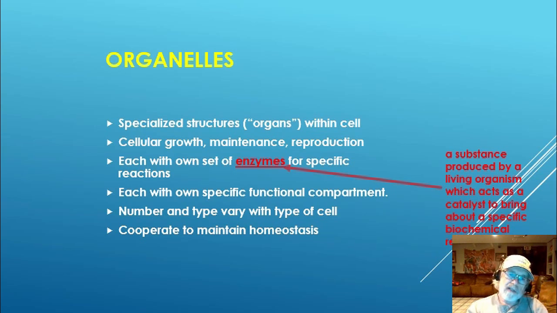But let's get back to these organelles, okay? So these organelles, again, they all have their own specific functional compartment. That type and number vary with the cells, and they cooperate to maintain homeostasis. Now, we talked about homeostasis. The body likes to be the same all the time. So to be able to keep the environment within the cell constant, these organelles work overtime.